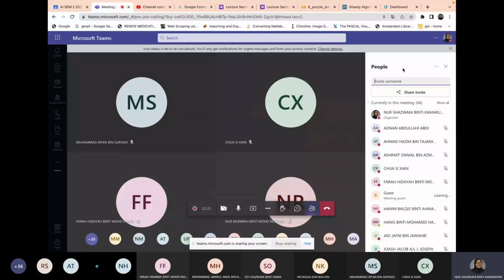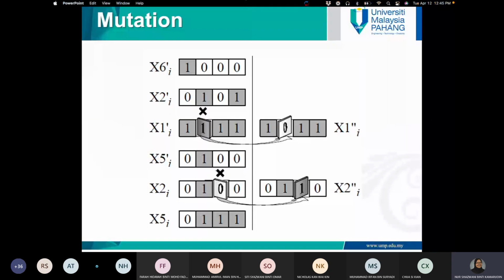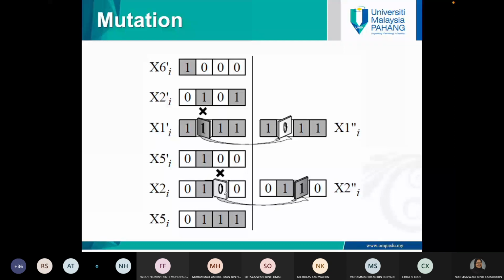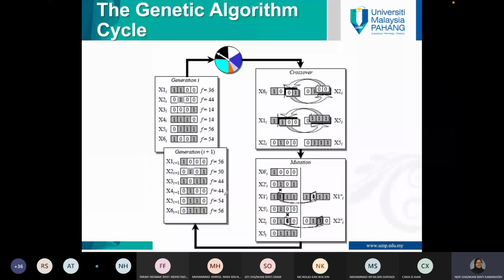All right. So we're almost done here. So we do the mutation. We do the mutation when we switch the gene for X1 and the gene for X2. So after those processes, this is the original generation. This is the fitness value that we calculated earlier in the table. And then you do the crossover and mutation and you get the new generation, the offspring from this one.